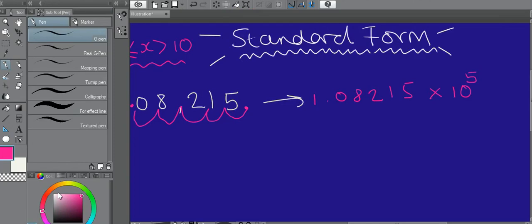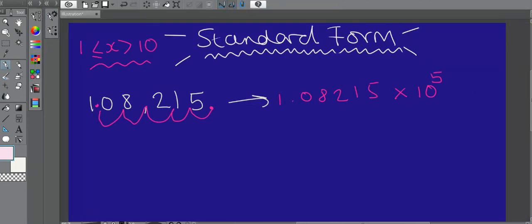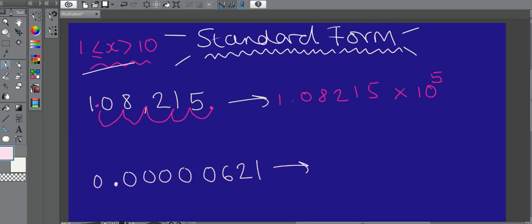And let's take a really small number this time. Let's put 0.000000621 into standard form. So this time my decimal point starts over here. I needed to satisfy this inequality over here. So 1, 2, 3, 4, 5, 6. So it'd sit there. So 6.21 times 10. And this time we've gone the opposite way. 1, 2, 3, 4, 5, 6 times. So we'd have a negative 6 here.